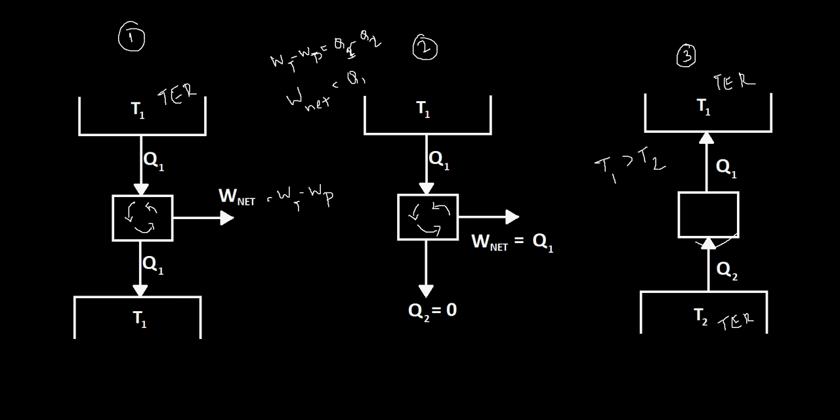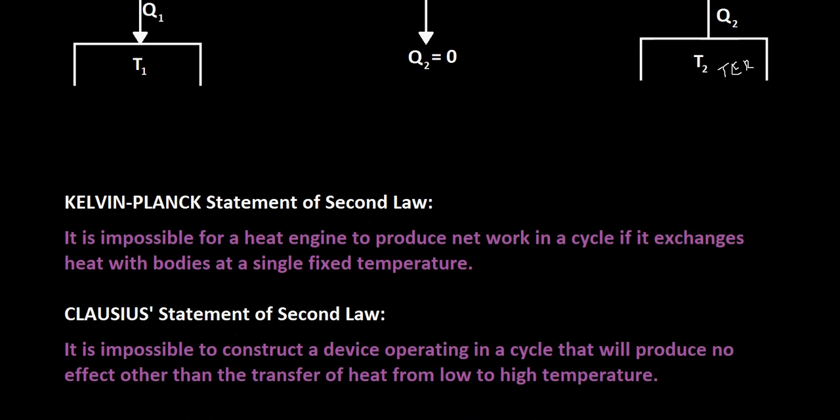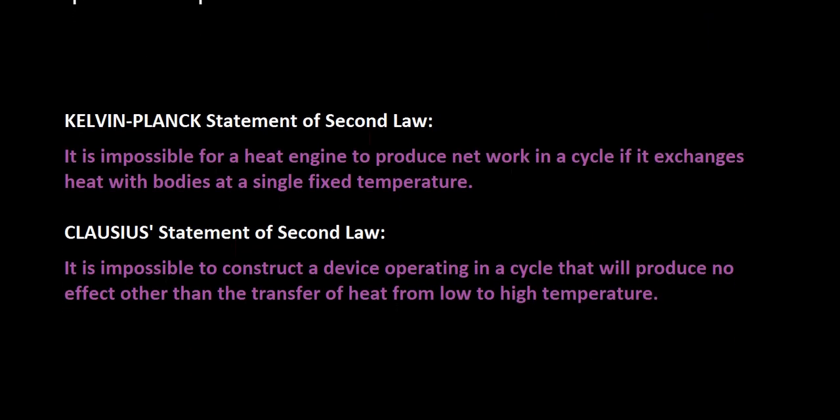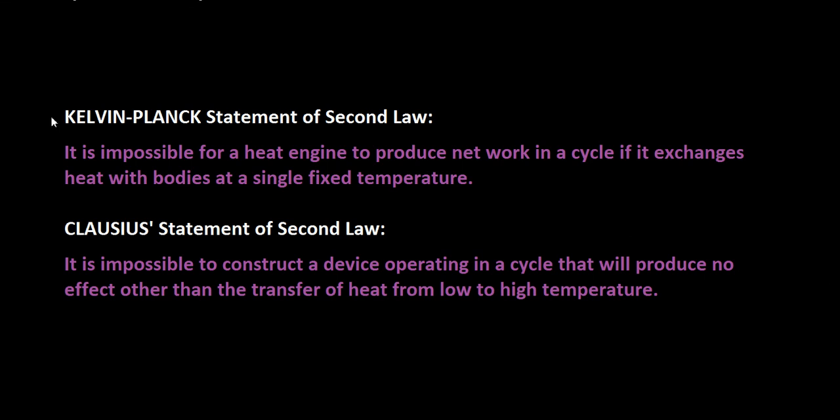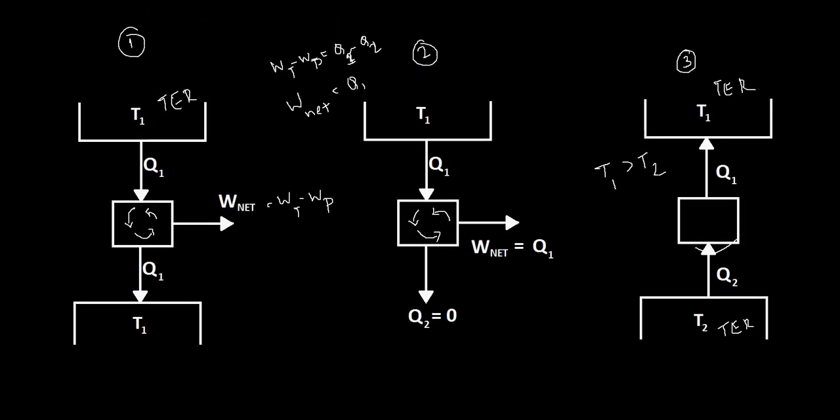Now let's see what the statements of the second law of thermodynamics are. The second law of thermodynamics is formulated by two statements: one, the Kelvin-Planck statement of the second law, and second, the Clausius statement of the second law. I have already discussed both these statements through the three figures we just saw, but let me explain that once again. The Kelvin-Planck statement says it is impossible for a heat engine to produce net work in a cycle if it exchanges heat with bodies at a single fixed temperature. And that's exactly what we see in here.